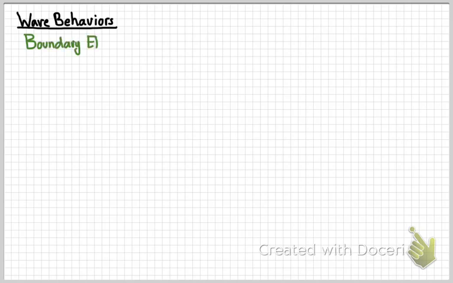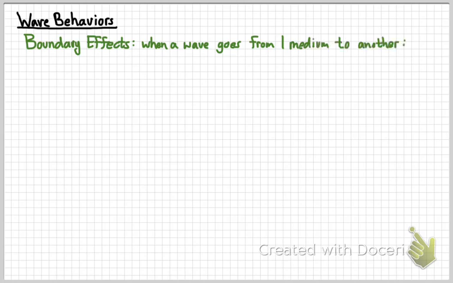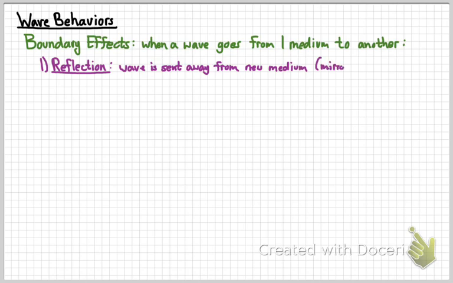Behaviors that a wave exhibits. First part we talked about with boundary effects, like what happens when a wave goes from one medium to another. There are three things that could happen. The first is reflection. The wave could simply be sent back away from the new medium. Good examples are mirrors and echoes.